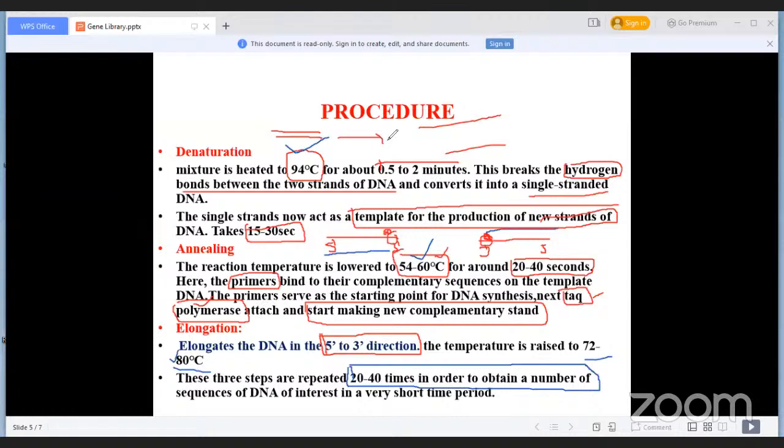Next one. If you clearly understand PCR, the next steps you can easily understand, that is real-time PCR, RT-PCR, and so on. Is it clear first?